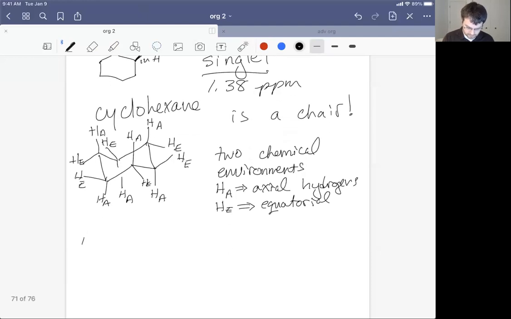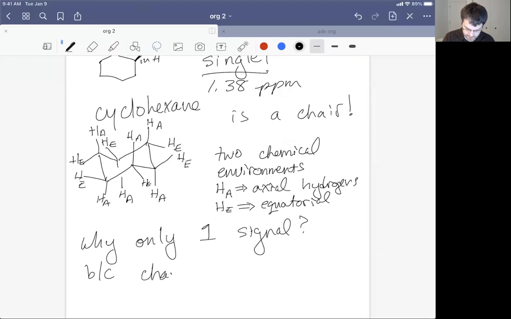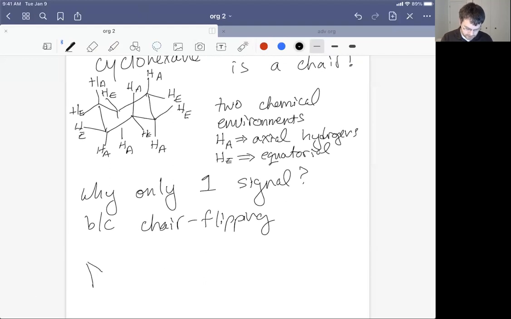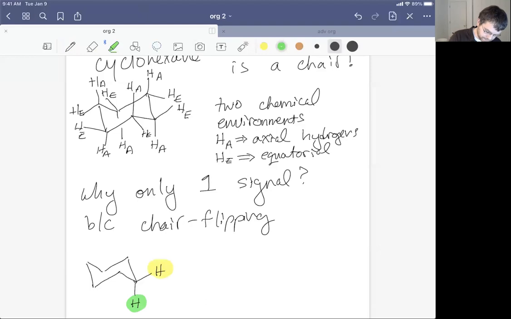So why only one signal? Because of chair flipping. Let's look at this in a bit more detail. If I draw a chair and consider only two hydrogen atoms, one equatorial and one axial, I'm going to label the equatorial one yellow and the axial one green instead of HA and HE, because I'm going to flip this.